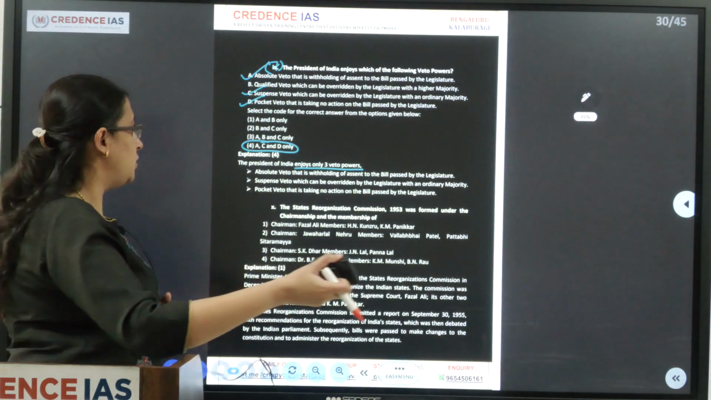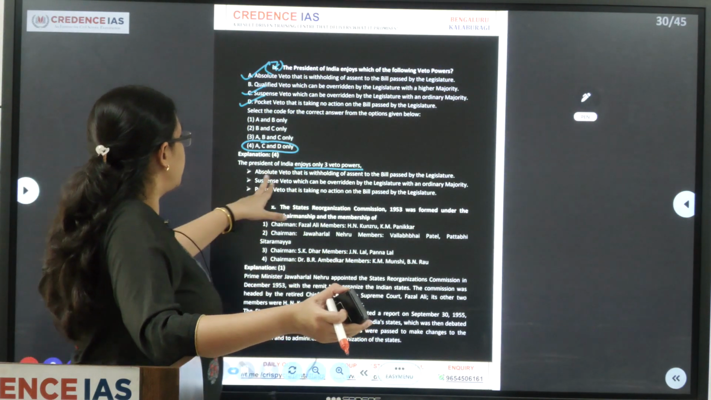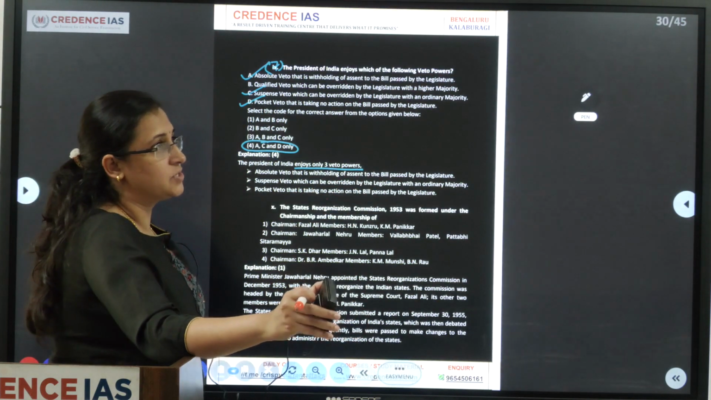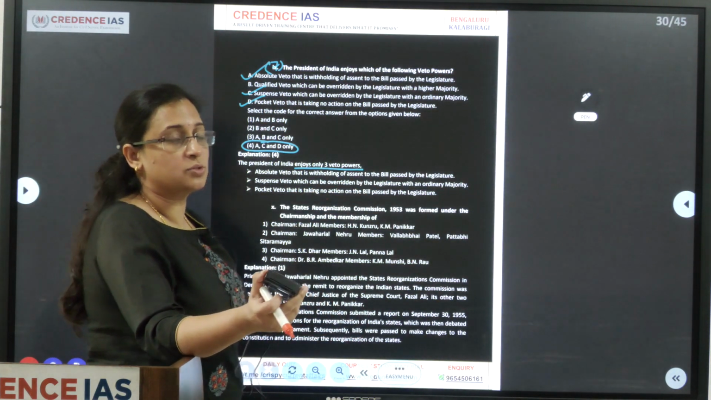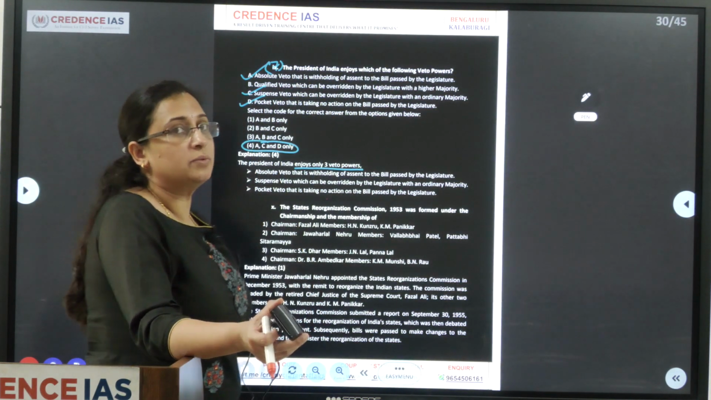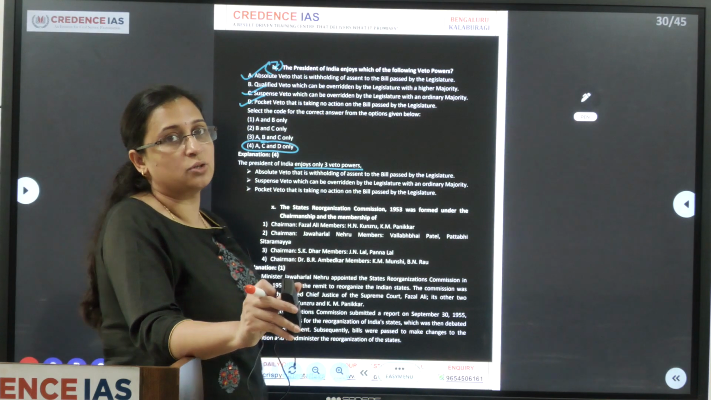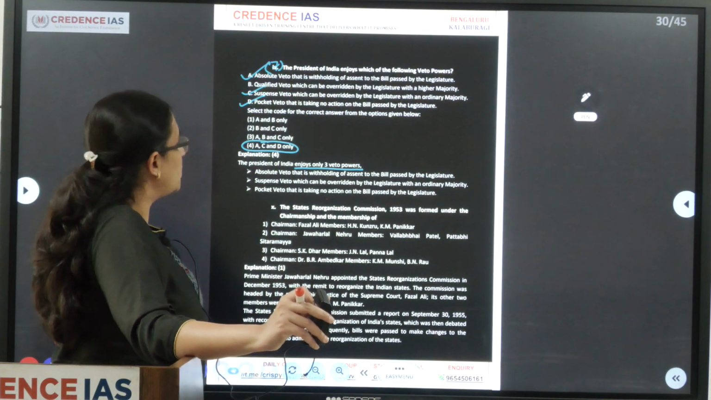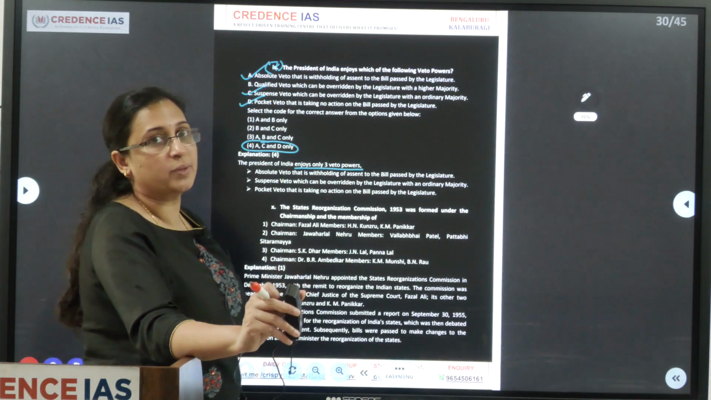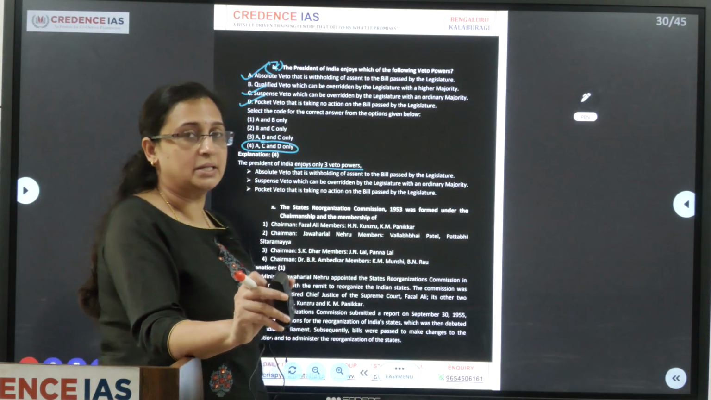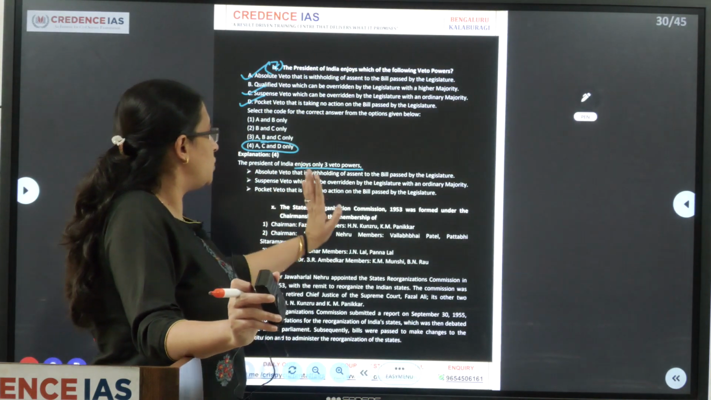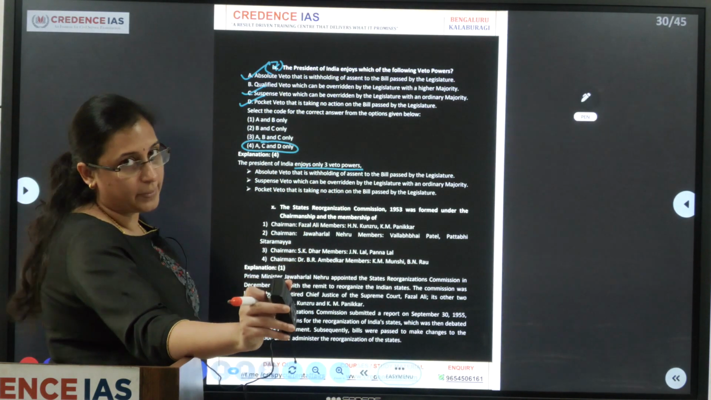So, what are these veto powers? Absolute veto is withholding of assent to the bill passed by the legislature. Once both the houses of the parliament pass the bill, that bill will be sent for the consent of the president. He can withhold the assent to the bill. Not in the case of a money bill or constitutional amendment bill, but in the case of ordinary bills, the president can use this absolute veto by withholding assent.